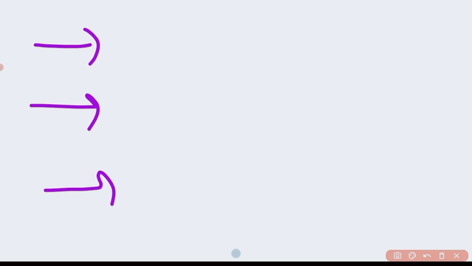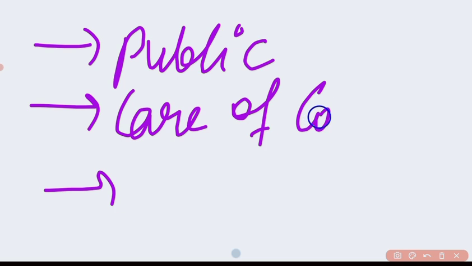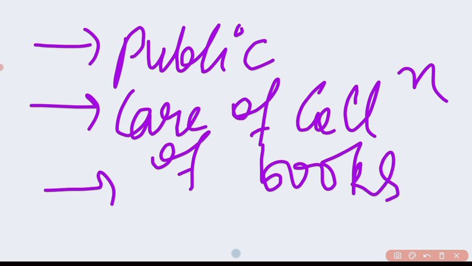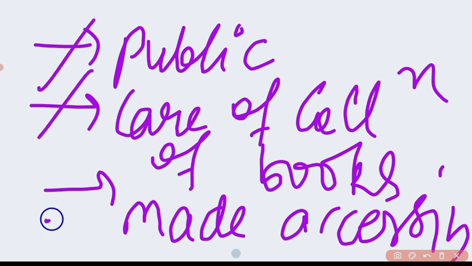As I already told you, 3 keywords are very important in the definition given by S.R. Ranganathan. Number 1, first of all, it is a public institution. Second, there should be care of collection of books. Third, it should be made accessible for all the people to use. These are the 3 keywords in the definition given by Dr. S.R. Ranganathan. Of course, we have to understand these all clearly.